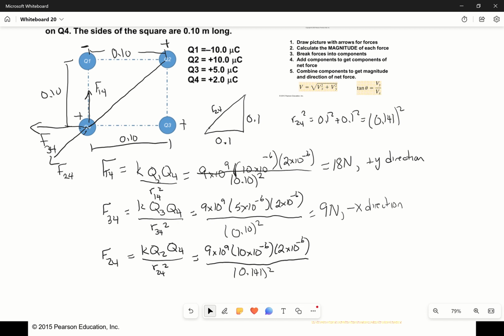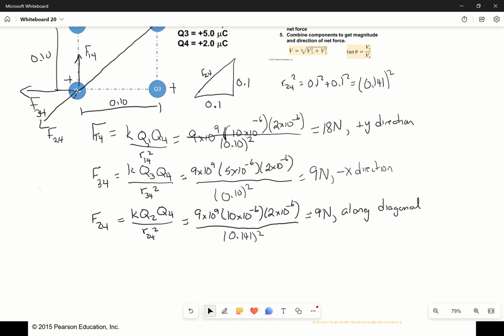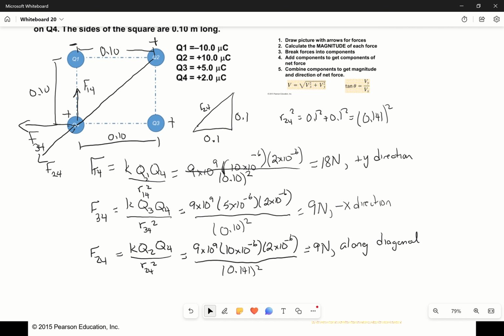And so I get that it is, again, 9 newtons. And it's diagonally. So it's going to have part in the x direction and part in the y direction. And it's going to have part towards the negative x and part towards the negative y. All right, so we've done step 1.